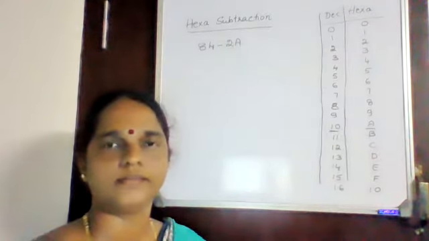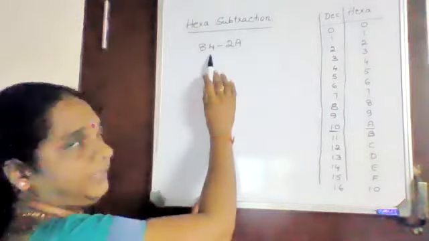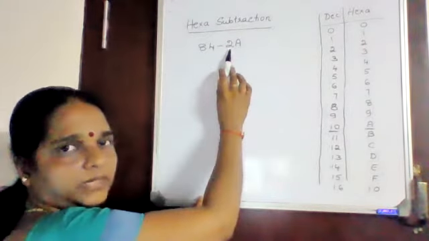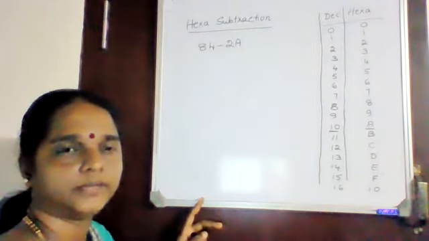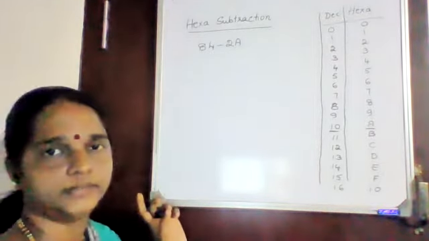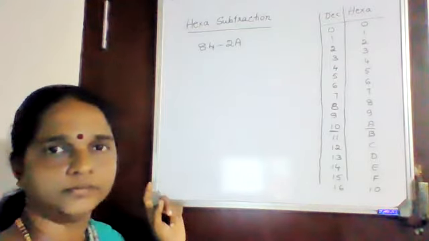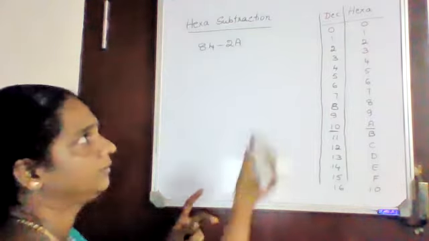Next is hexadecimal subtraction. Let us take one example. 84 minus 2A. 84 base 16 minus 2A base 16. So the direct subtraction is not possible here. That's why we go for the 2's complement method of subtraction. All of you know what is 2's complement.